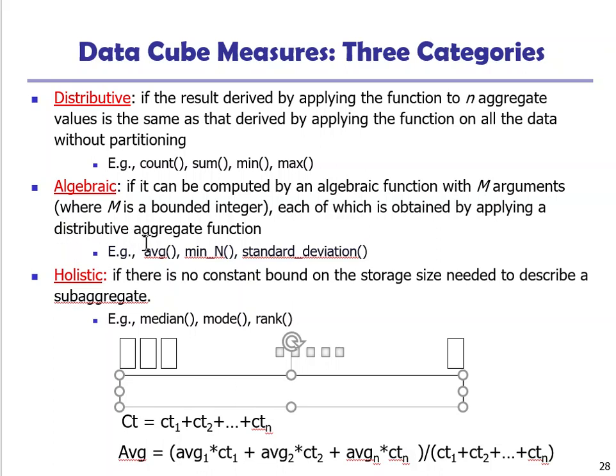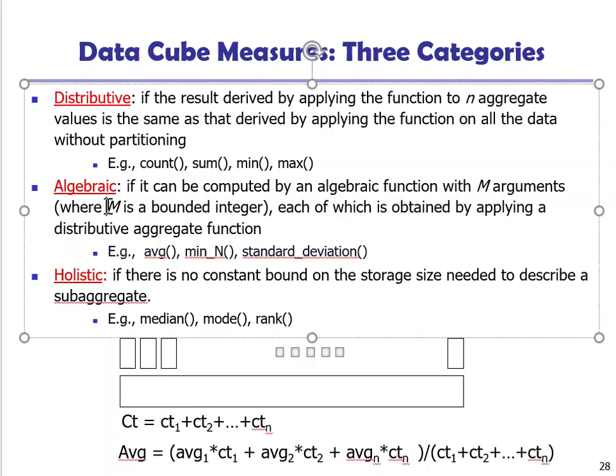A second group of measures, for example, average, min n, so the smallest n numbers, and standard deviation, are called algebraic measures because they can be computed distributively, but we need more than one thing returned in order to compute the total measure. Using average as one example, we can divide the large data set into smaller partitions, and for each partition we can find its average, right? But we cannot just average the averages from each partition to find the total average. We actually need two parameters, the average and also the count from each partition, in order to compute the total average for the entire data set.